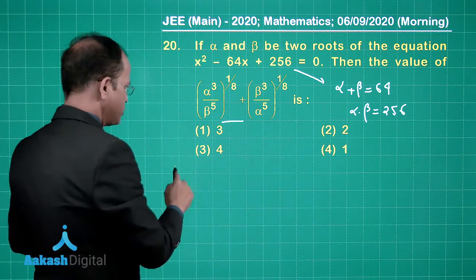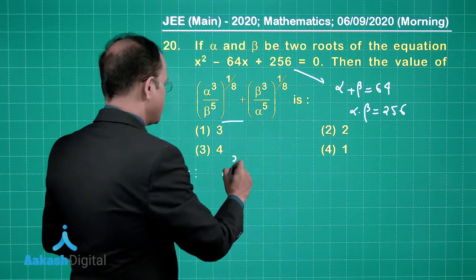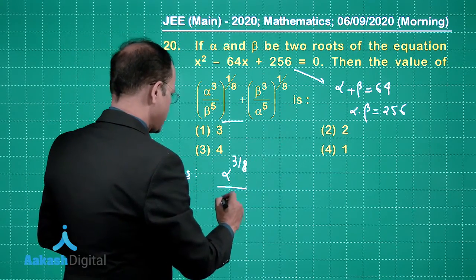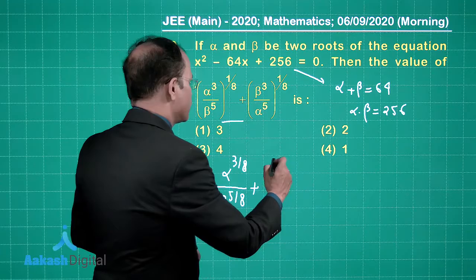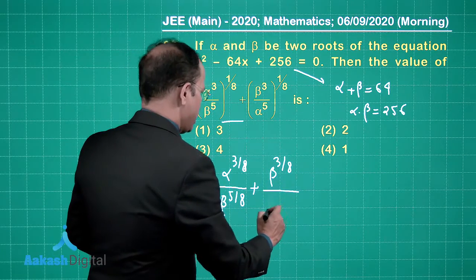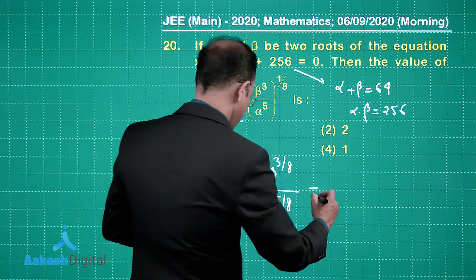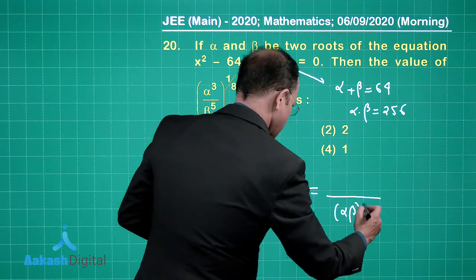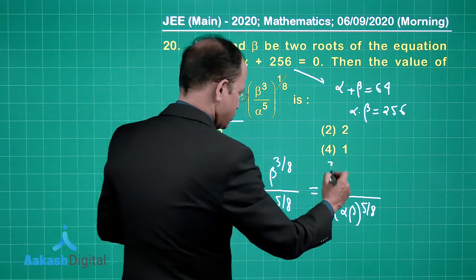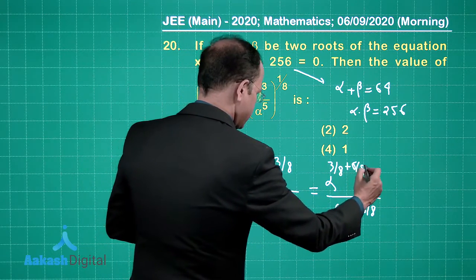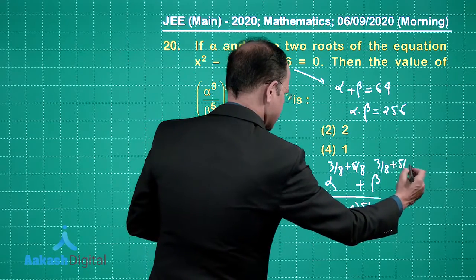Now if you have been asked to find this value, what we have? We have alpha raised to the power 3 upon 8, beta raised to the power 5 upon 8, plus we have beta raised to the power 3 upon 8, then we have alpha raised to the power 5 upon 8. So you can just multiply these terms. What we get? We get alpha beta 5 by 8, and this is coming out to be alpha. So we write 3 by 8 plus 5 by 8 we have, plus beta raised to the power 3 by 8 plus 5 by 8.